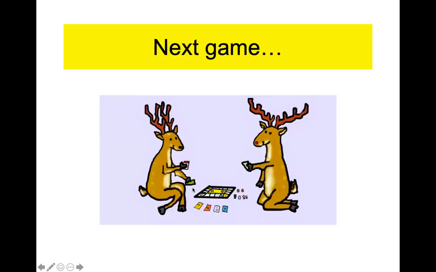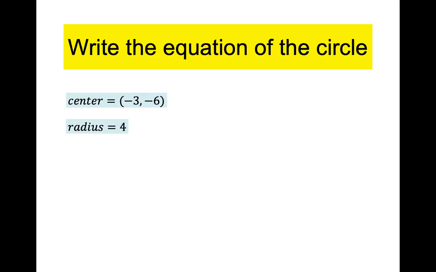Okay, I said 3 reindeer games, and we're down to our last game. So our last game is this. It's going to say write the equation. So it's basically the opposite of what we did on that first reindeer game. In the first reindeer game, I gave you the equation. You found the center and the radius. Now it's just the opposite of that. I give you the center. I give you the radius. You write the equation. Well, it's not too bad. All you do is plug the numbers in and do whatever it says.